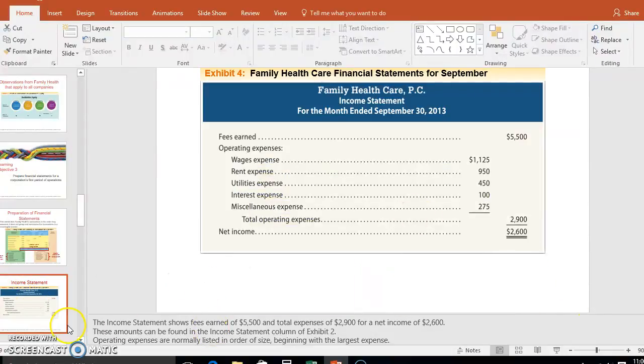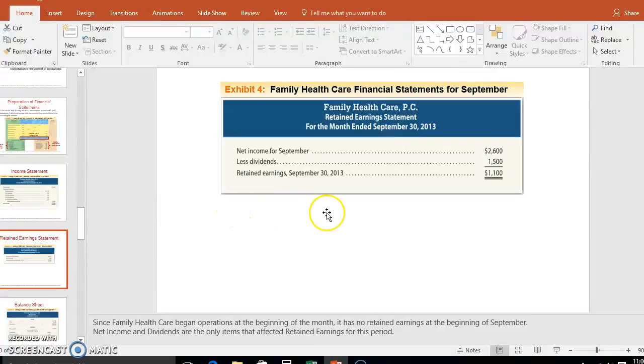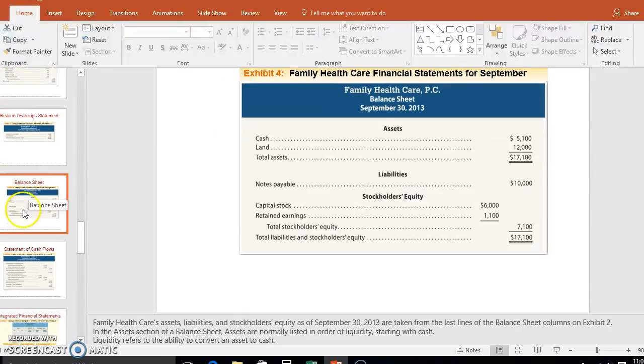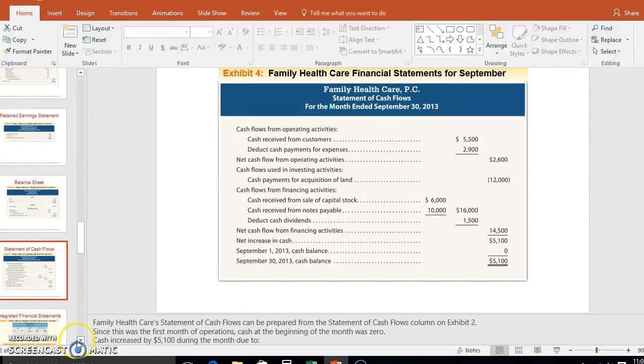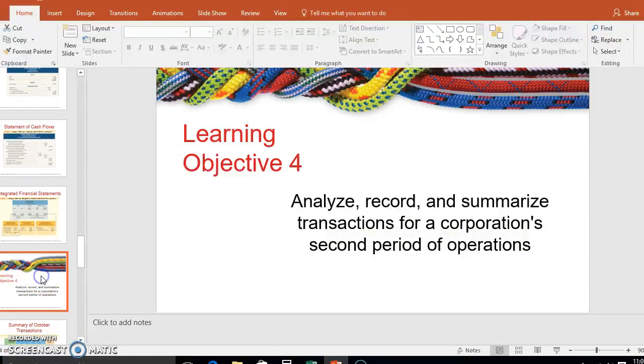All right, so here's kind of the breakdown of the income statement. And then you have your statement of retained earnings. I'm glad that they added that in. And then finally, your balance sheet. I'm not going to worry about the cash flow statement right now. That is a difficult statement to do, and we're not going to deal with that, okay?